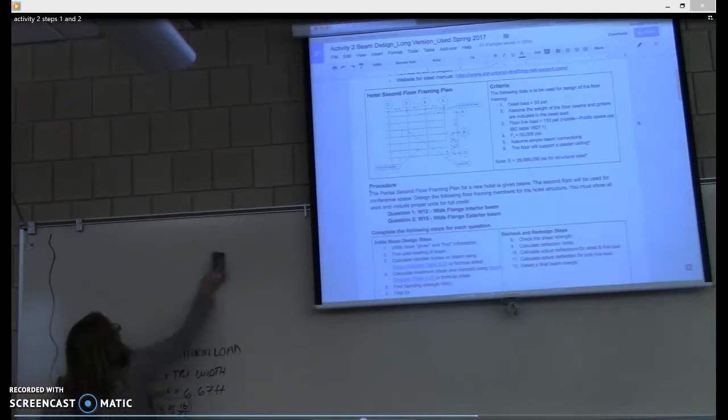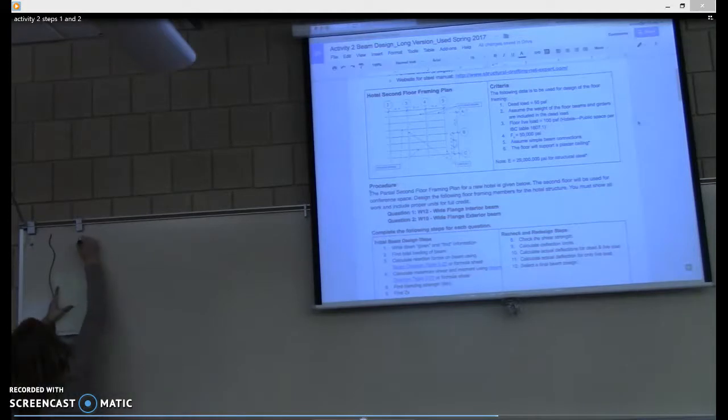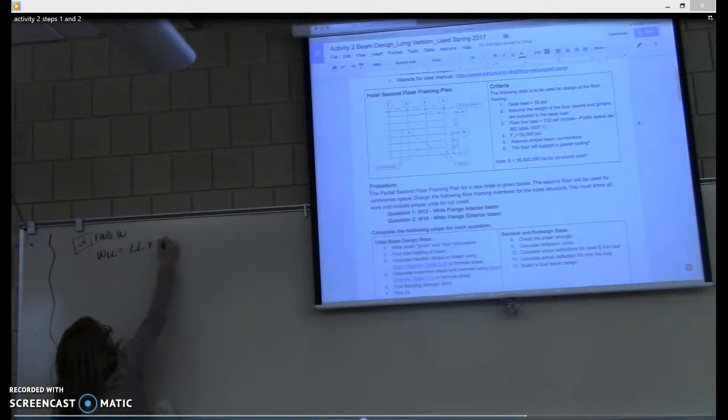Okay, so next step is to find our uniform live load. So I'm going to erase everything here and start back up at the top. So again, this is question 1 we are working on. Second step of finding our total uniform load is to find the uniform live load. So WLL equals the live load times your tributary width. And then all we have to do is plug in our numbers.